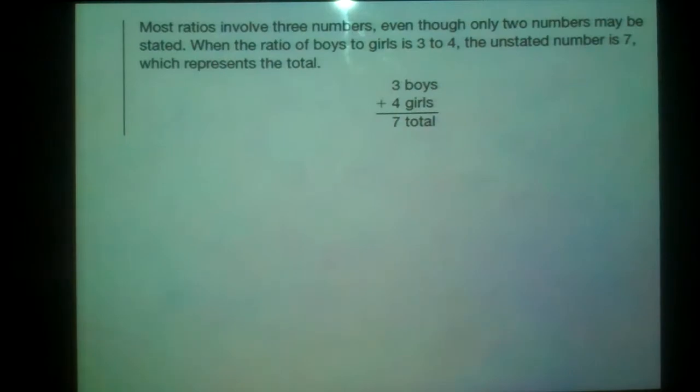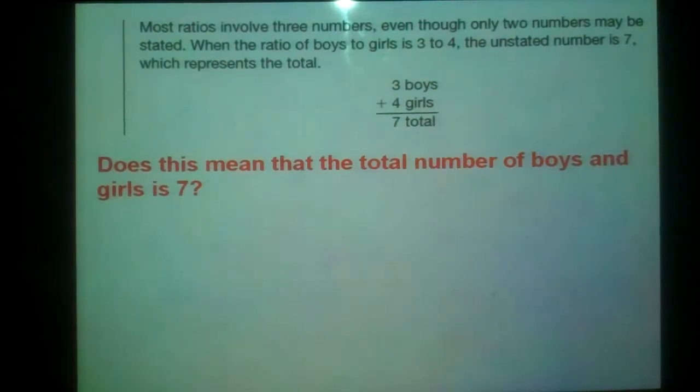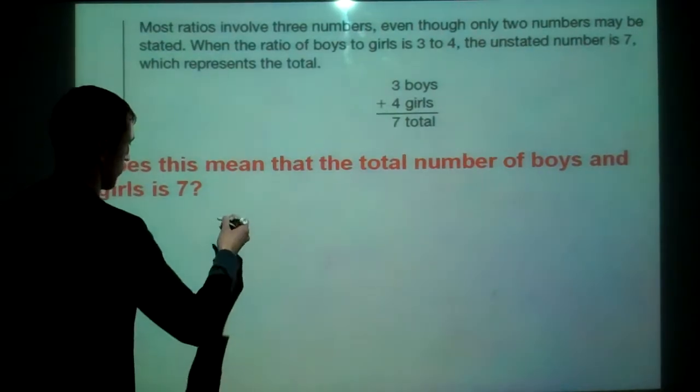Alright, now here are the three numbers that we were talking about. It says most ratios involve three numbers, even though only two numbers may be stated. So when we were talking about the ratio of boys to girls being 3 to 4, the unstated number is 7, and that represents the total. So 3 plus 4 gives you 7. And my question is, does this mean that the total number of boys and girls is 7? Remember, our answer here would be no.